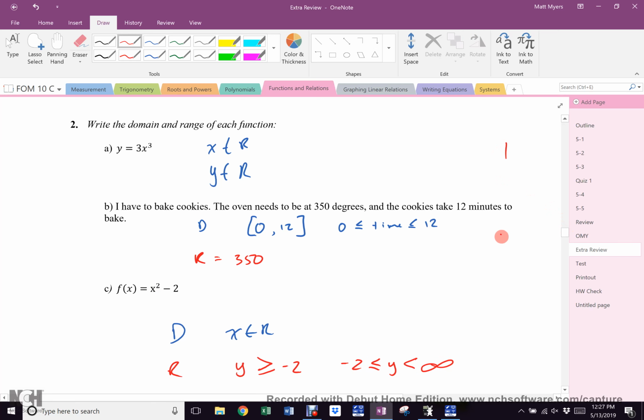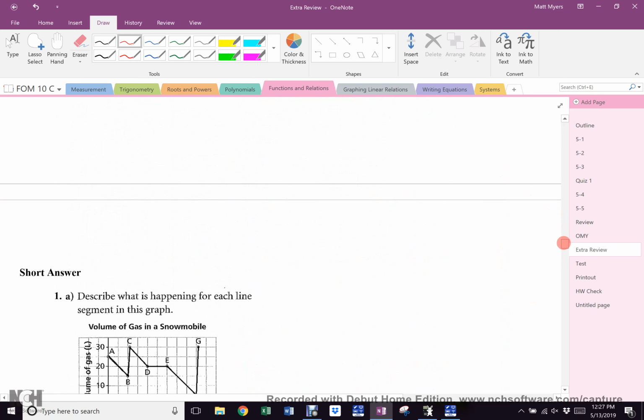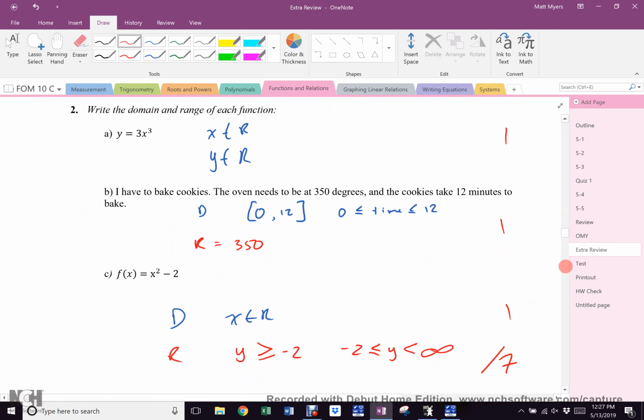Those are worth 1 each. Half a mark if you only got the domain or the range. So that page out of 7.